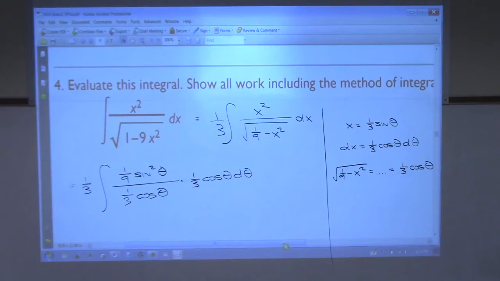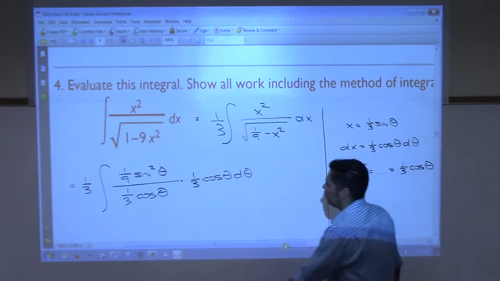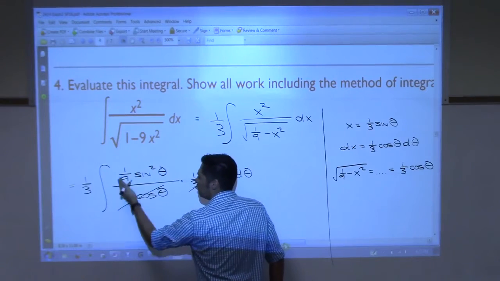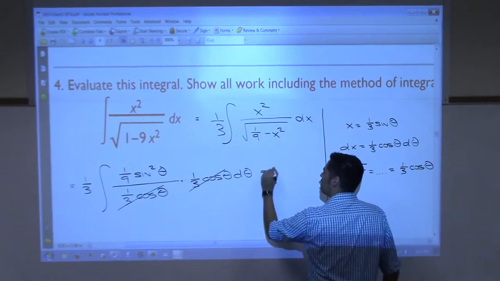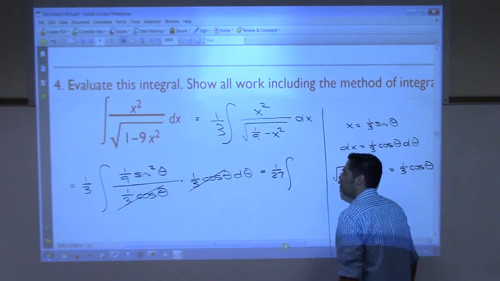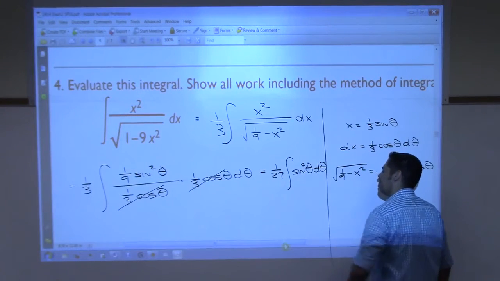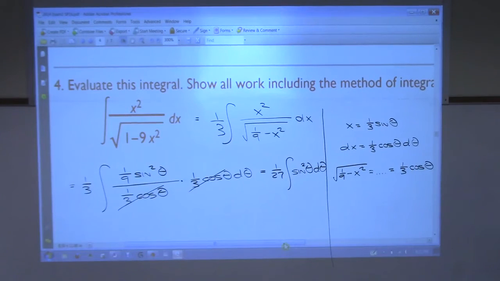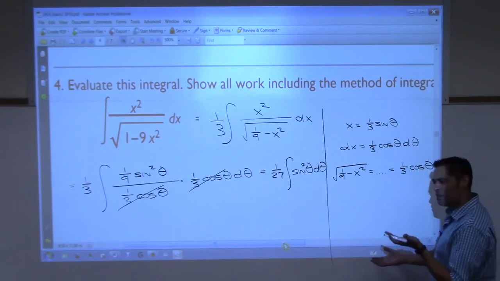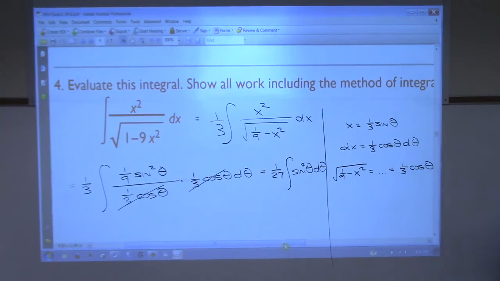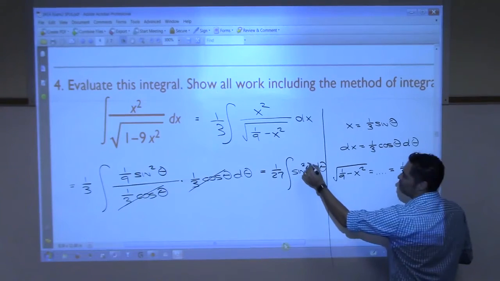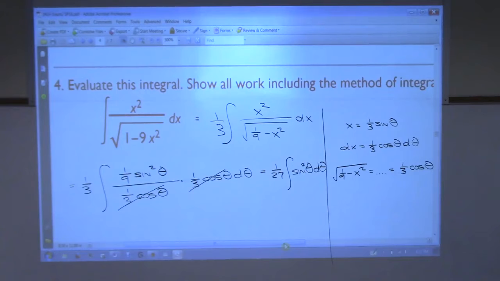Do you like what you see? Yeah, this is nice, isn't it? You'll see what's going to happen. These cancel. The 1/9 is going to go out as a 1/27th. And you'll be left with sine squared theta d theta. And we love sine squared. See, if I use words like that, does that make up for my bad words? We appreciate the fact that we're seeing an even power of sine. Are you going to give us bonus points for that? I don't know.